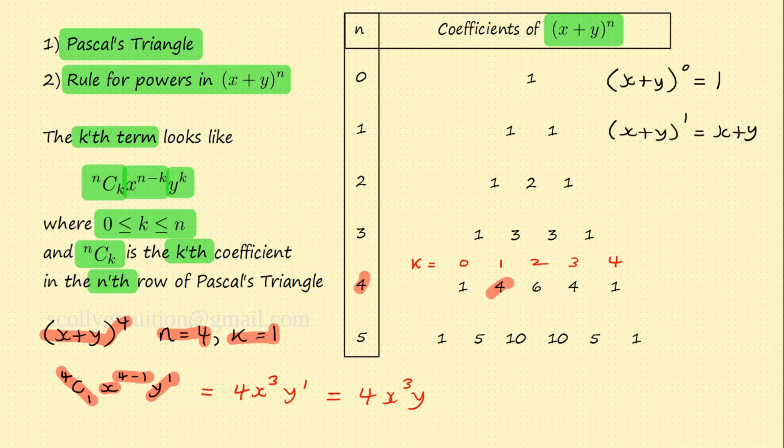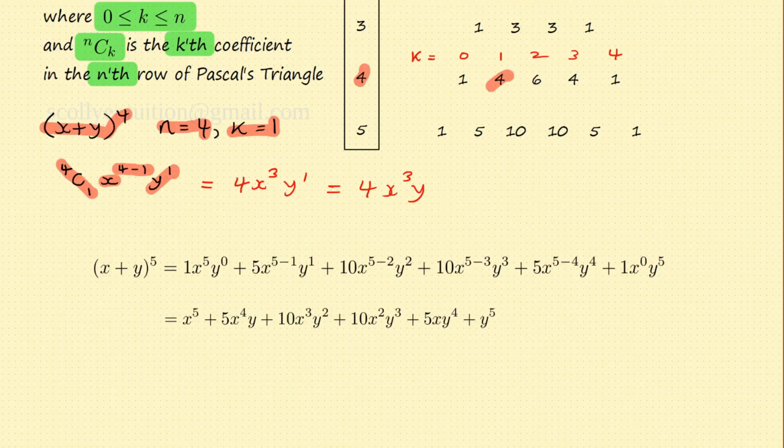And it's worth pointing out the lines that correspond to n equals 0 and n equals 1 indicate the coefficients in the power of x plus y to the power 1, which is simply x plus y, or 1x, 1y, and x plus y to the power 0. And of course, any real number to the power 0 is 1, so we simply have a bare 1 as a coefficient. And now, using Pascal's triangle and the rule for the powers, we can expand something like x plus y to the 5 mechanically.